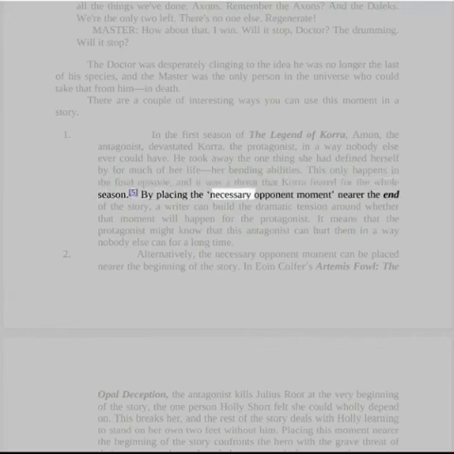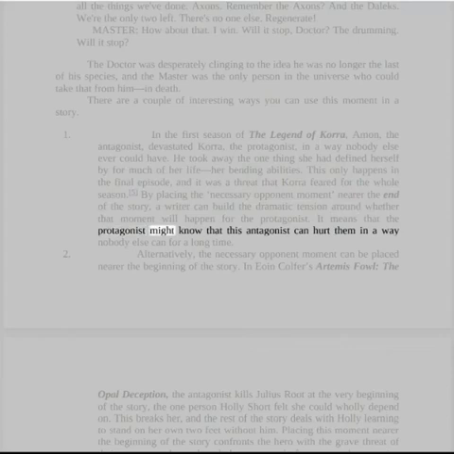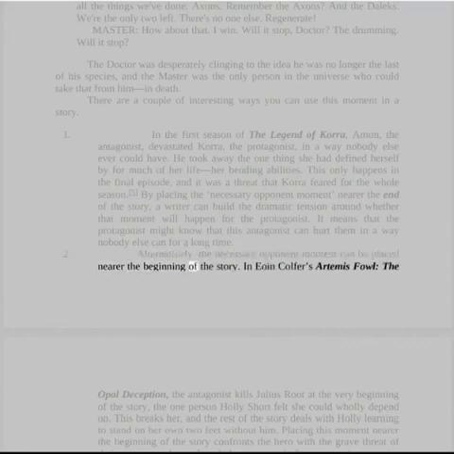This only happens in the final episode, and it was a threat that Korra feared for the whole season. By placing the necessary opponent moment nearer the end of the story, a writer can build dramatic tension around whether that moment will happen for the protagonist. It means that the protagonist might know that this antagonist can hurt them in a way nobody else can for a long time.